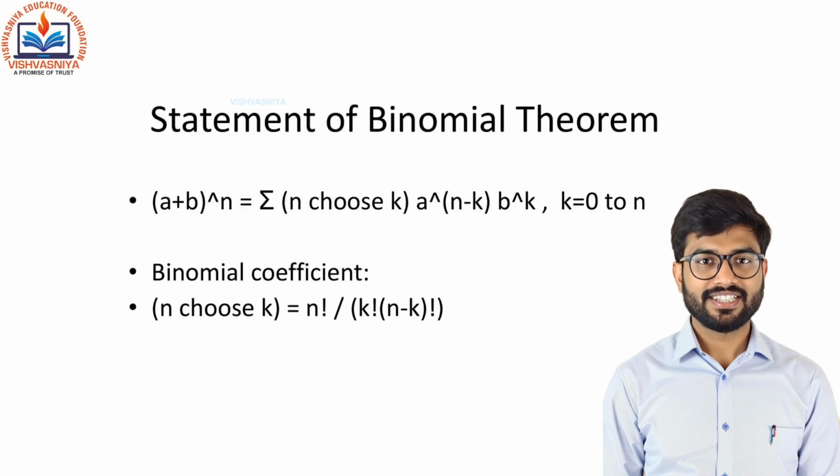For any non-negative integer n, (a + b)^n equals the summation from k equals 0 to n of (n choose k) multiplied by a^(n-k) multiplied by b^k. Here, the term n choose k means n factorial divided by k factorial multiplied by (n - k) factorial. This is called the binomial coefficient.